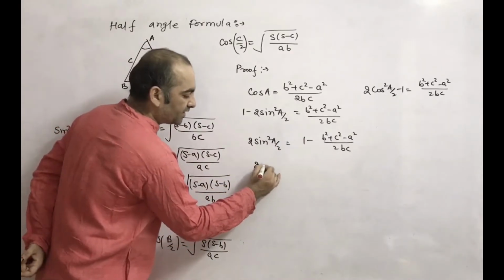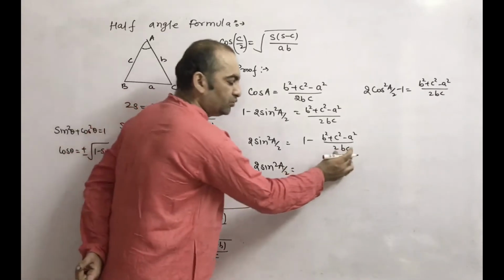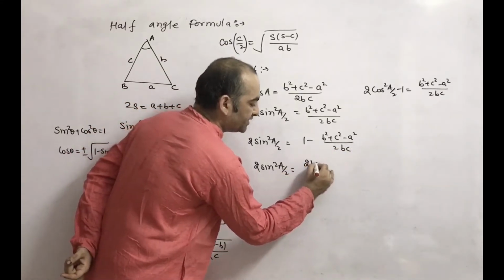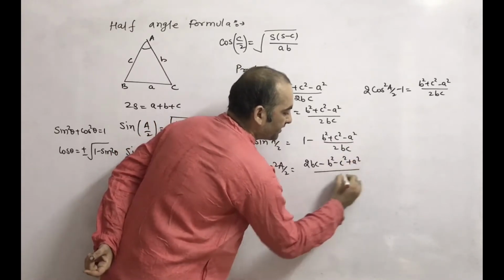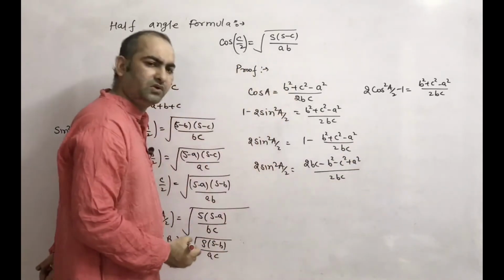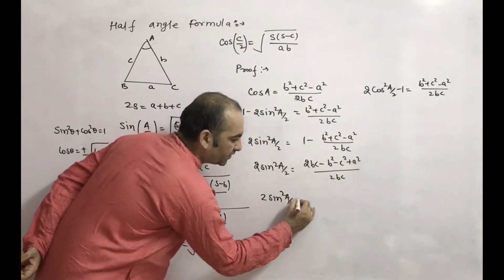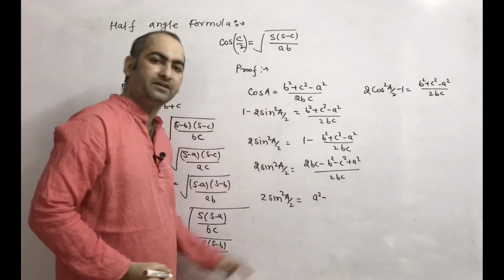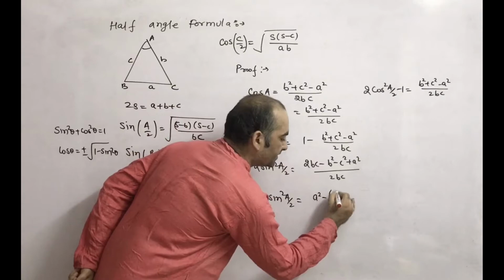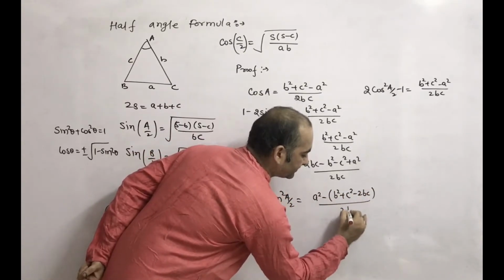2 sin square A by 2. If you take LCM, so LCM is what? 2bc. So what will come? 2bc minus b square minus c square plus a square divided by 2bc. Okay, so from here what will come? 2 sin square A by 2 equal to, here we are writing a square minus, this will come what? b square plus c square minus 2bc divided by 2bc.